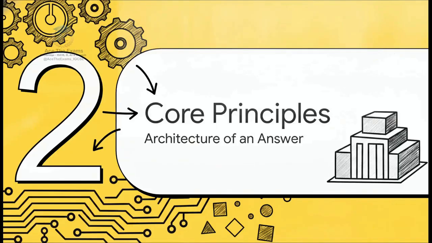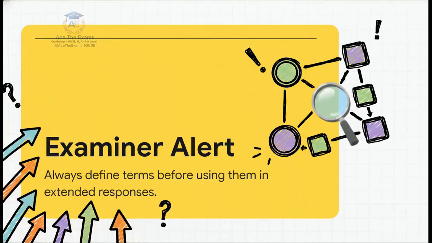Moving right along to Section 2, Core Theoretical Principles, the architecture of a perfect answer. Listen up, because we have a major examiner alert here. Principal examiner reports issue a massive, glaring warning that candidates consistently bleed easy marks because they confuse key terminology.